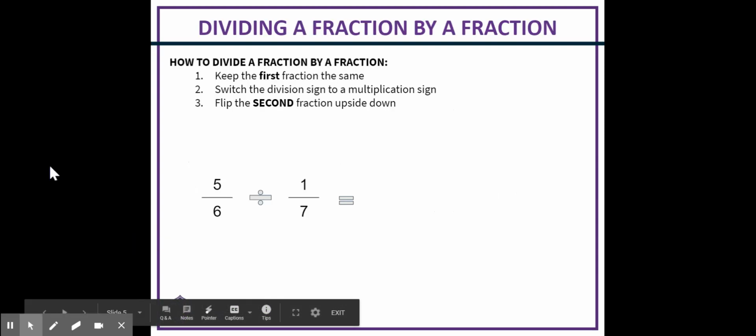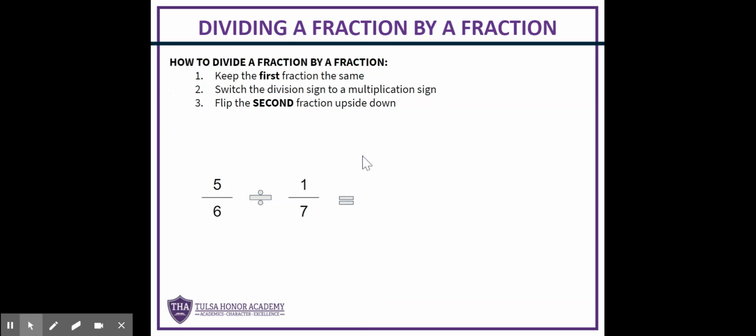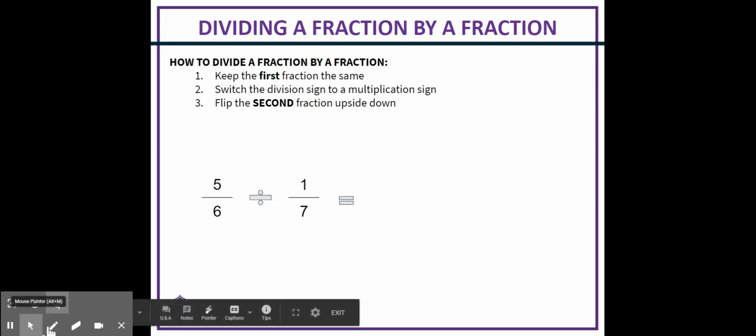All right, so we're going to start with dividing a fraction by a fraction. And then here are just our steps to remind us how do we divide a fraction by a fraction. Remember, we keep that first fraction the same. We switch the division sign to a multiplication sign, and then we flip the second fraction upside down.